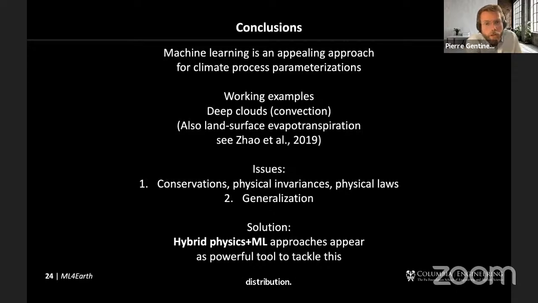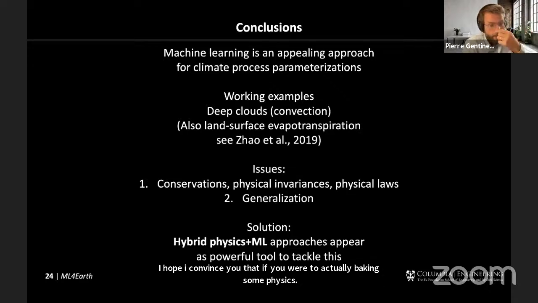Okay, quick conclusion. Machine learning is really appealing, as Tim mentioned, for climate processes, and in particular for representing physical processes. I hope I showed you some examples where it works for deep clouds, but again, there were some issues related to conservation, generalization, and physical invariance. Those are things we want to tackle. And I hope I convinced you that if you bake some physics directly into the structure or architecture of the neural network, or by building physical knowledge into it, then you can tackle many of those issues, we hope.